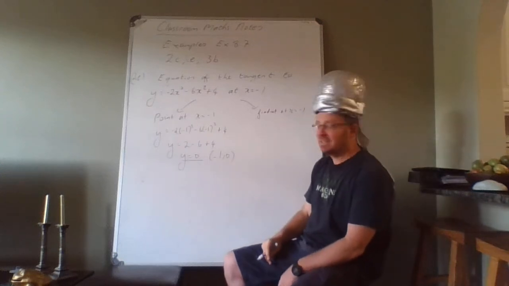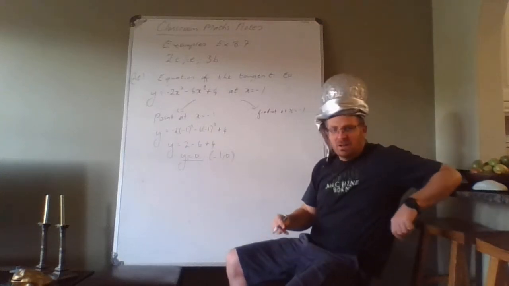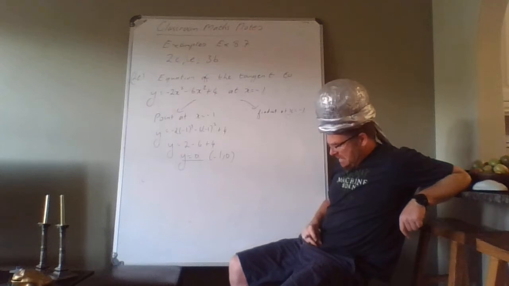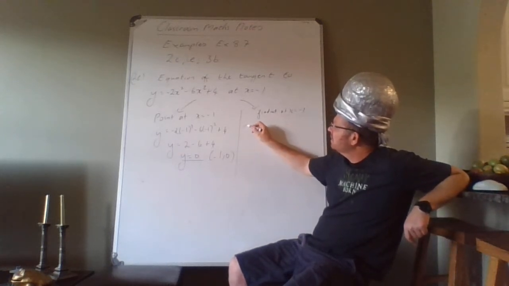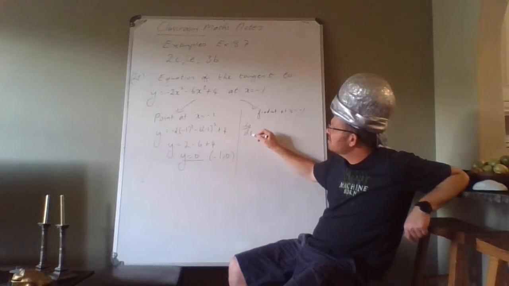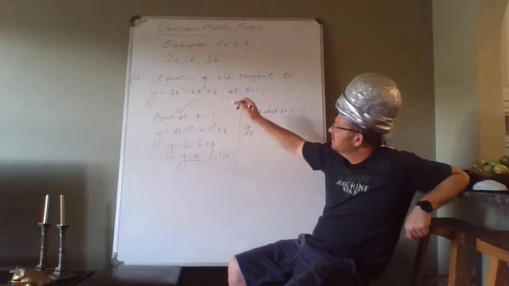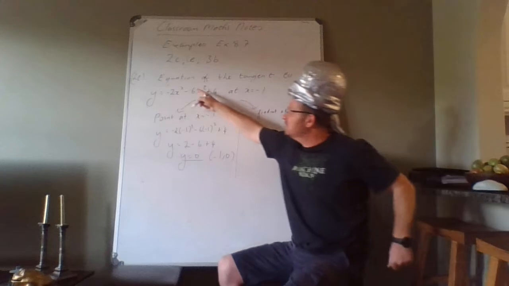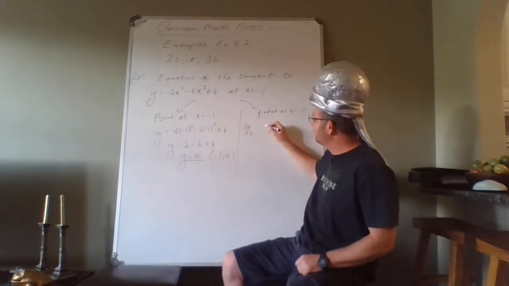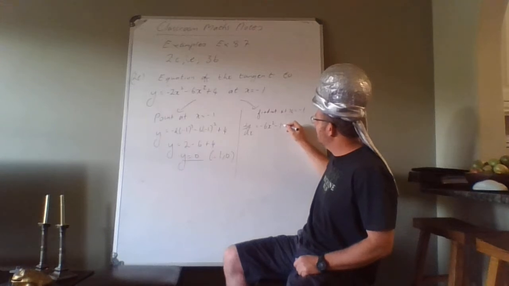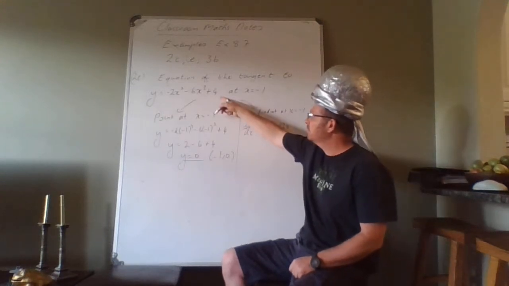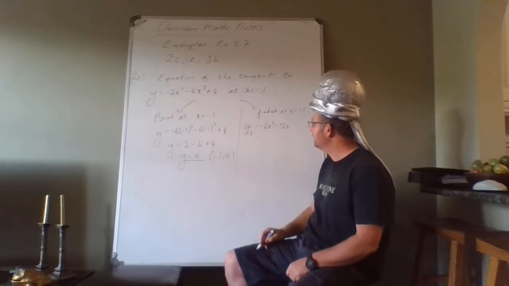And then we've got the gradient at x is equal to negative 1. To find the gradient at x is equal to negative 1, we need the derivative equation. So dy/dx is going to be equal to negative 2 times 3, 3 times negative 2 is negative 6x squared minus 12x. The derivative of 4 is 0, so that disappears.